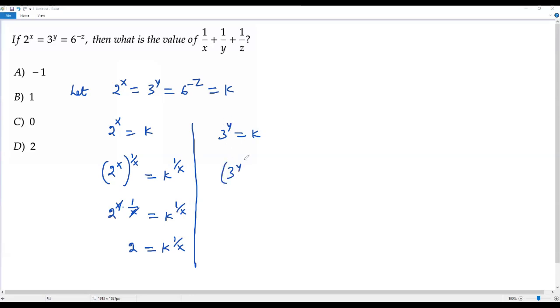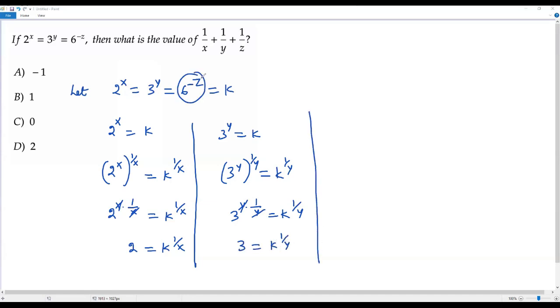That is 3 to the y power raised to the power of 1 over y equals k to the power of 1 over y. Let me write it. Okay, 3 to the power of, now what we can do is multiply the two exponents. Then I'm getting y times 1 over y equals k to the power of 1 over y. So this y will cancel out. 3 to the first power is just 3, equals k to the power of 1 over y.